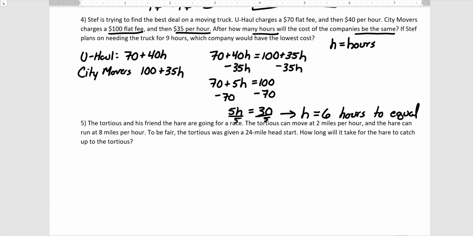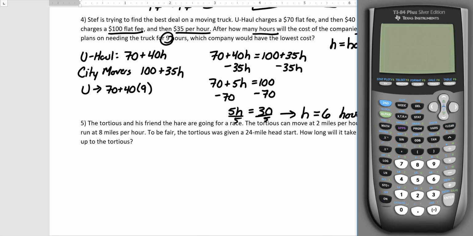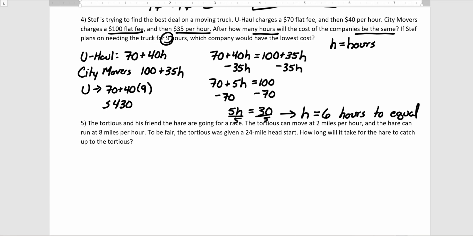Okay, so that's different. Now what we need to do is take this 9 hours and plug that in for h and see which one would be lowest. So for U-Haul, I'm going to do over here 70 plus 40 times 9. All right, so let's do that on a calculator. 70 plus 40 times 9. And what do we get when we do that? We get 430. Okay, well, that's quite a bit for U-Haul.